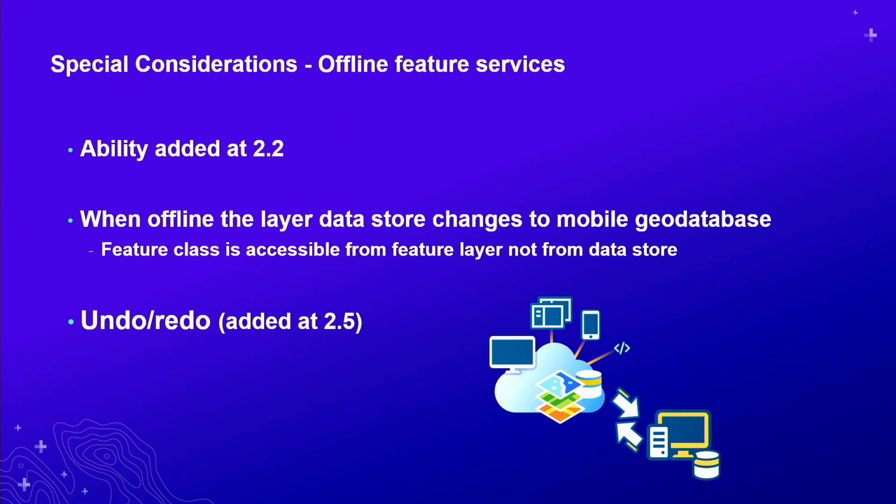We added the ability to take sync-enabled feature services offline in Pro 2.2. Any service that has sync enabled can go offline in Pro, be edited, and then synced with the server. When data goes offline, it lives in a mobile geodatabase. This means that it is technically no longer a feature service. And while there is currently no SDK for connecting to the mobile geodatabase as a data store, you can still get to the feature class through the feature layer. And keeping in sync with what we did in the feature service, we also added edit session support to mobile geodatabases in 2.5 to allow you to undo and redo edits when your data is offline.